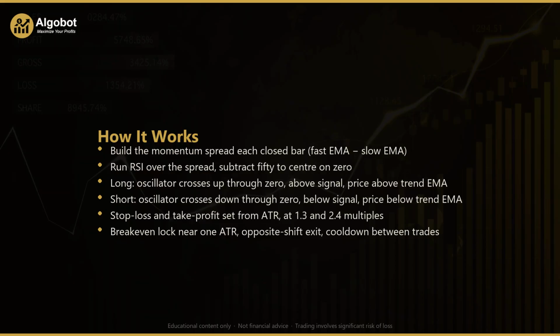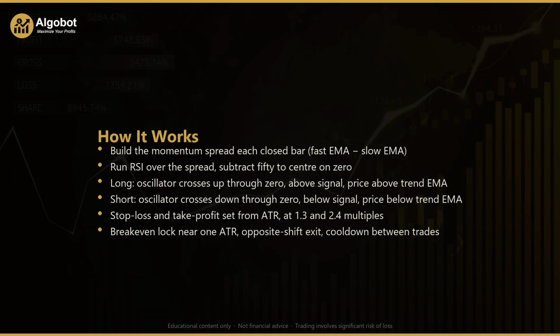On each newly closed bar, the EA calculates the fast exponential moving average of the close and the slow one, then subtracts them to get the momentum spread. That single number is appended to a growing spread series. Once there's enough history, a relative strength index is measured over that spread series, and 50 is subtracted, giving the centered oscillator that lives between minus 50 and plus 50. The EA also computes a short exponential moving average of the oscillator, which acts as its signal line, and a slower trend exponential moving average of price, which is the directional filter.